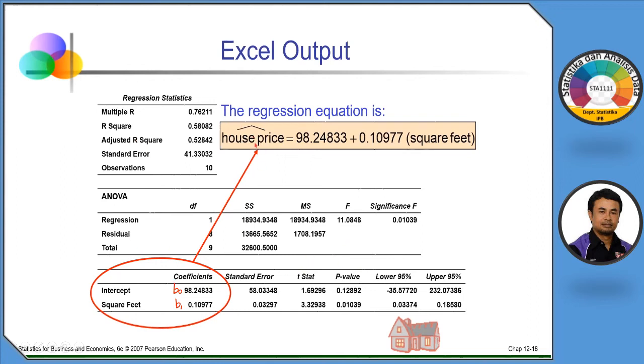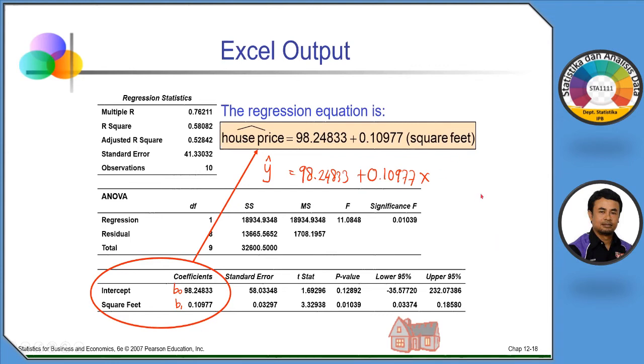So the estimated value of house price, usually symbolized by y head, is equal to 98.2483 plus 0.10977 times x. X is the house size in square feet, as you can see here. Okay, is it clear on this line? Is it clear?